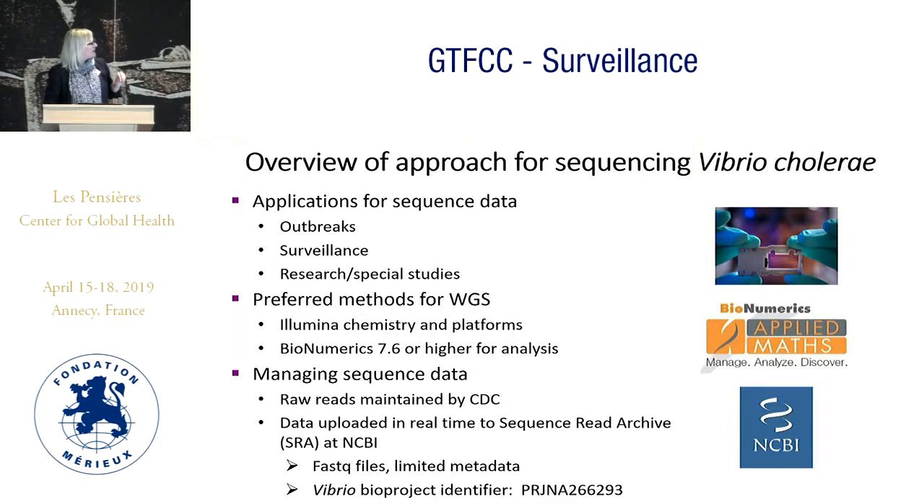So for applications for the sequence data, we get requests through outbreaks, surveillance, and for research and special studies. Our preferred method for WGS is Illumina chemistry and their platforms. We use BioNumerics 7.6 or higher for the analysis.